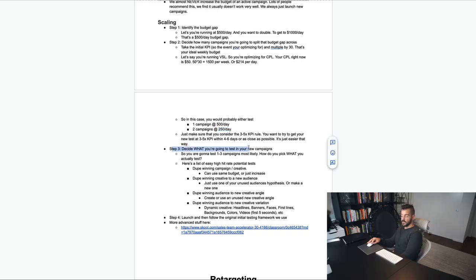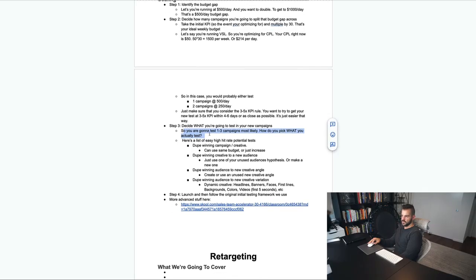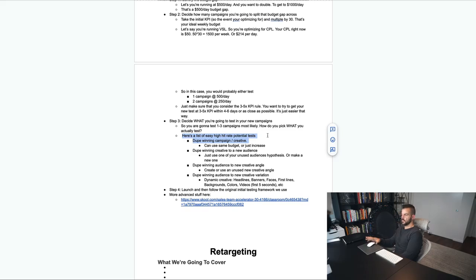Now that you know how many campaigns you're going to test, you're going to do 1 at 500 or 2 at 250 in this example, right? You've got to decide what you're actually going to test in those campaigns. So what you want to do is, you're forming new hypotheses, right?